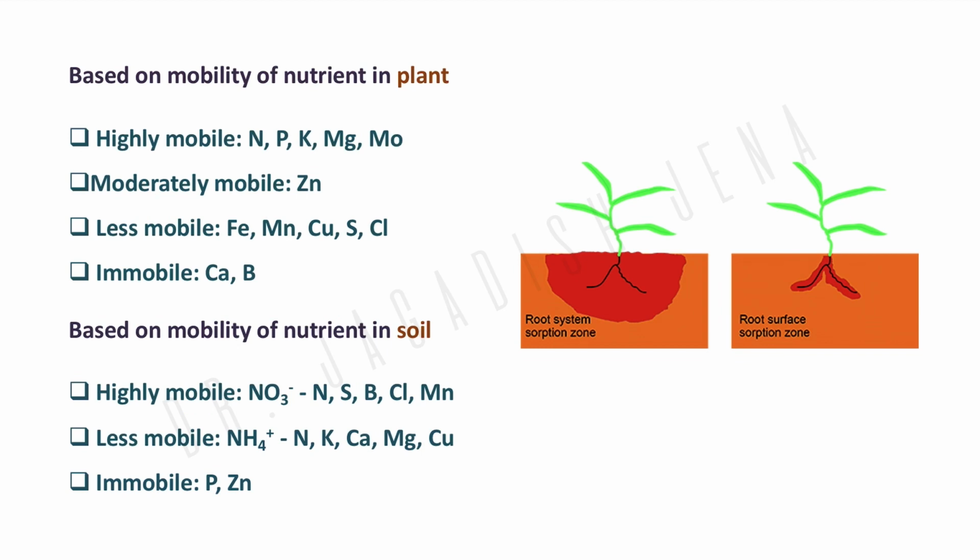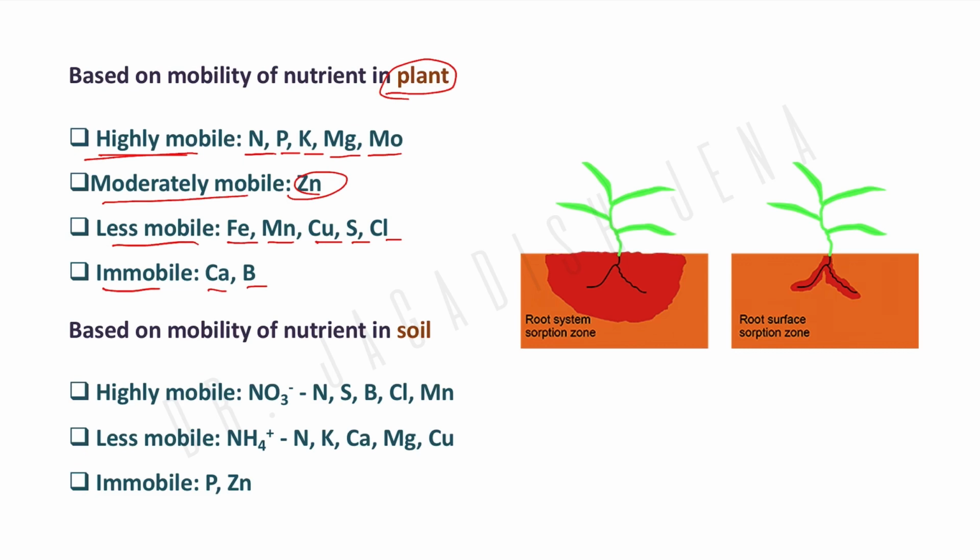Then based on the mobility of mineral nutrients in the plant system, there are 4 types of nutrients. One class is highly mobile. Some nutrients are highly mobile in the plant system, like nitrogen, phosphorus, potassium, magnesium, molybdenum. Okay, their mobility is highest. Then moderately mobile nutrient, that is zinc. Less mobile nutrients, for example iron, manganese, copper, sulfur, chlorine. Immobile nutrients, calcium and boron.